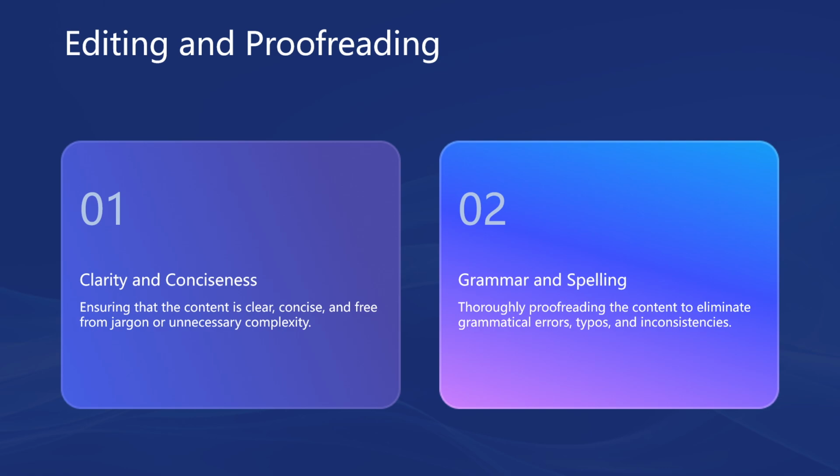Ensuring that the content is clear, concise, and free from jargons or unnecessary complexity. Do not use any unnecessary jargons or complexity in your content, because you do not know the level of knowledge a reader possesses, who is reading your content or who is consuming your content. So keep the content as simple as possible. Make it as clear as possible so that a child can also understand what you are trying to say through your writing.